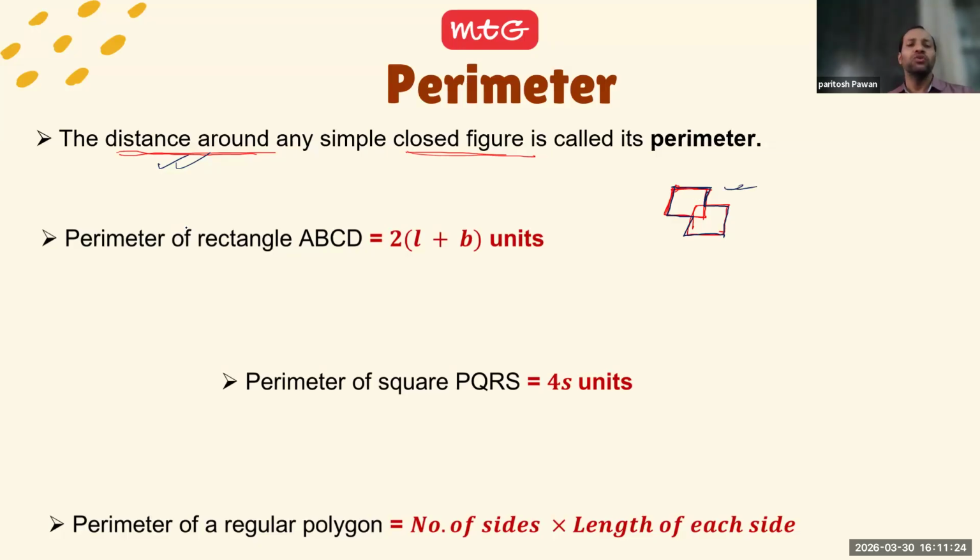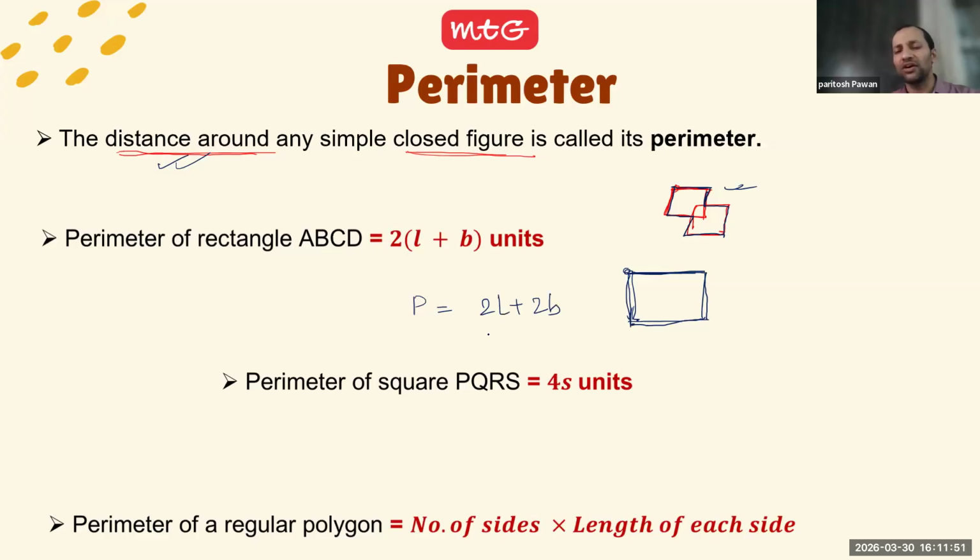So now a simple formula for the rectangle. We have already discussed that we start from here. We cover one length, then one breadth, then another length, then another breadth. Meaning we cover two lengths and two breadths. So perimeter equals two length plus two breadth.